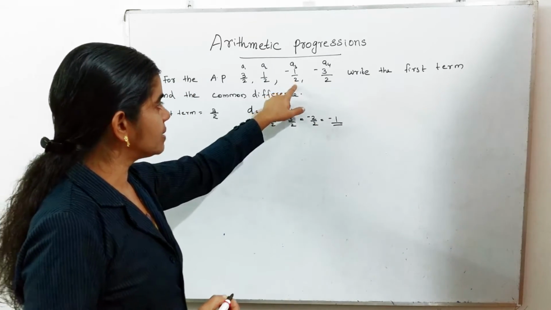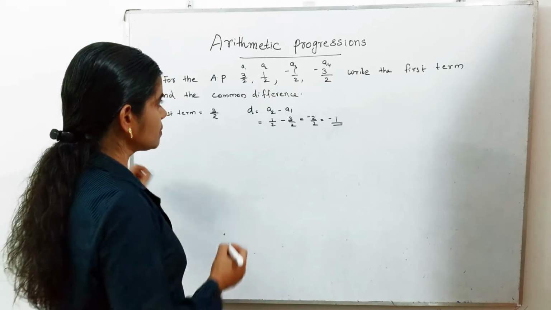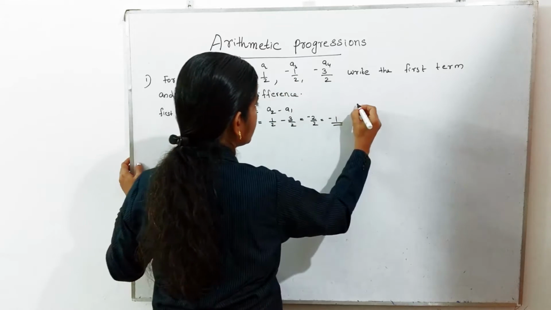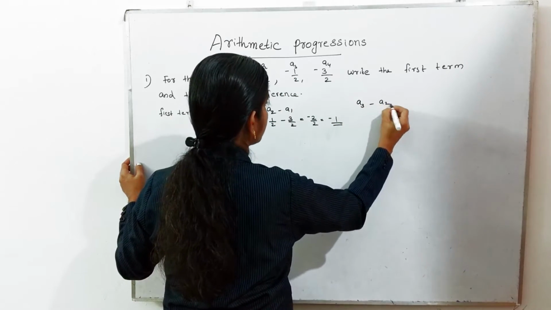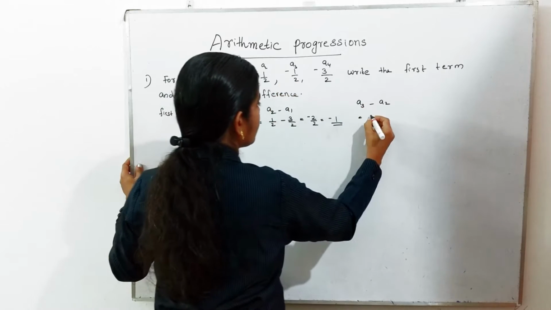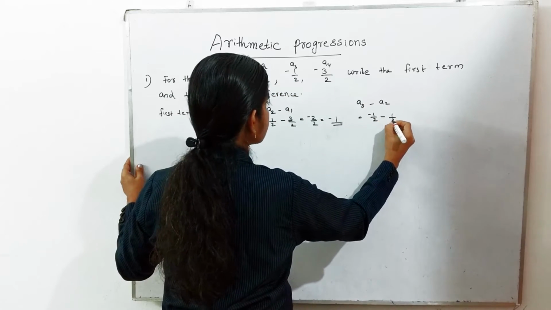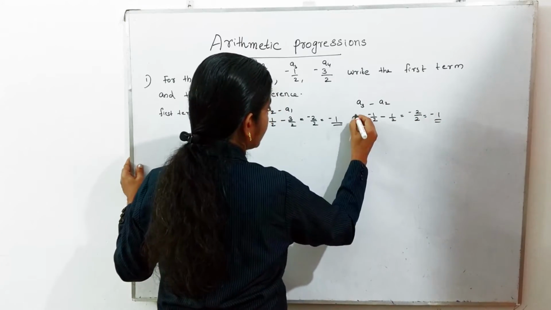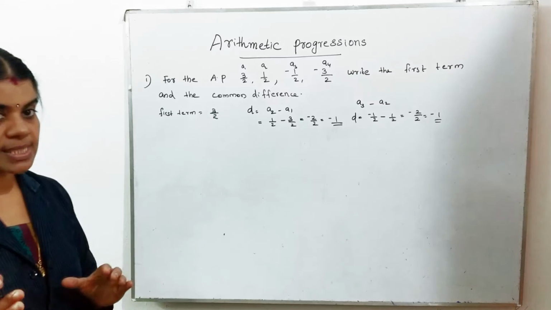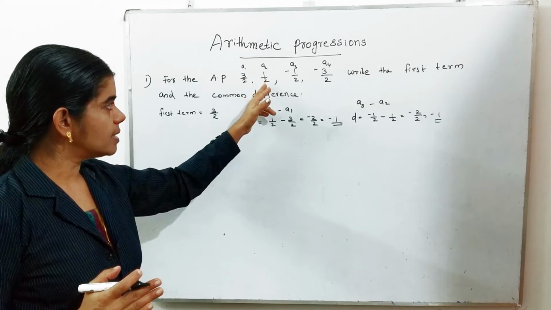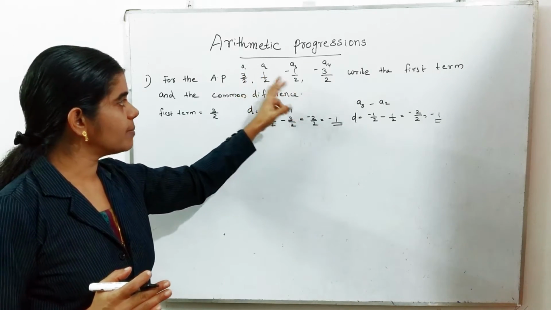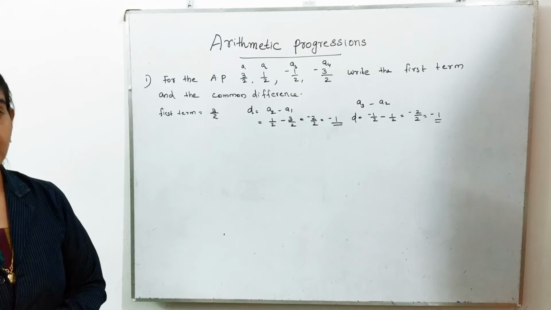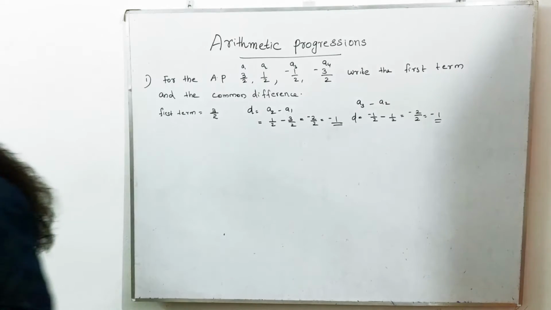If you want, you can do A3 minus A2. What will be A3? Minus 1 by 2, minus 1 by 2. That also you will get minus 2 by 2, then also you are getting minus 1. For successive terms, A2 minus A1, or A3 minus A2, or A4 minus A3, you will get the same number. That will be the common difference. Clear? Then next question.